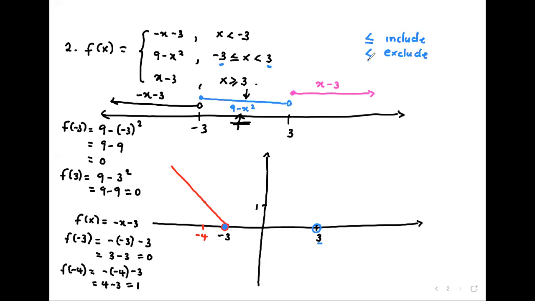If I have greater or equal to, I include. If I only have greater, I exclude. That's how we know: do we include or exclude? That's how we're going to know. Okay, so now 3 is not included, so we put a circle there, make a hole.